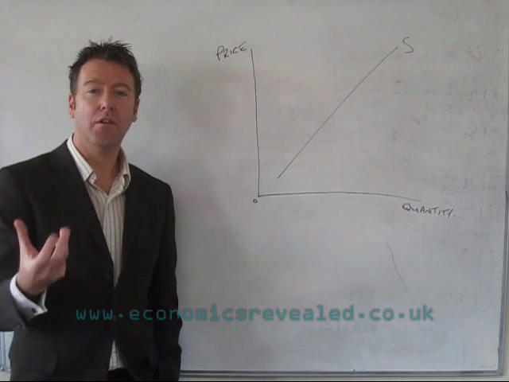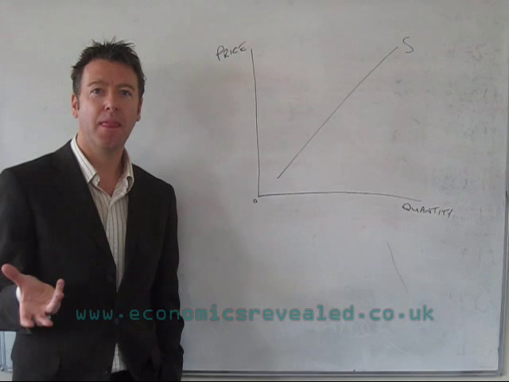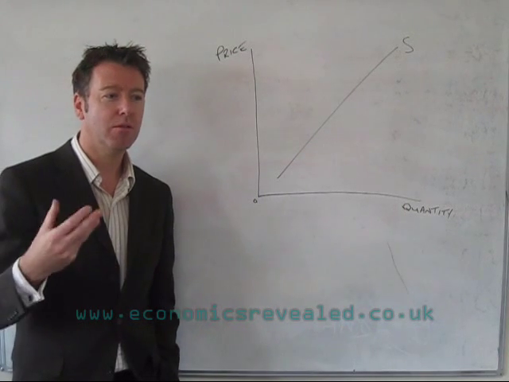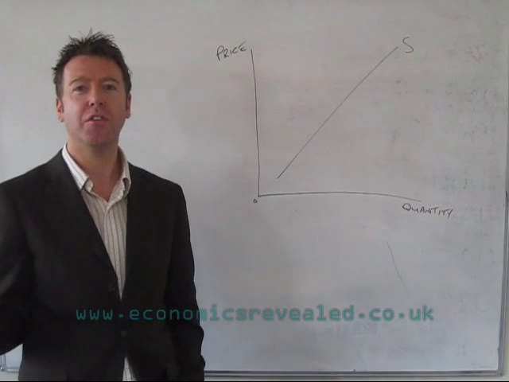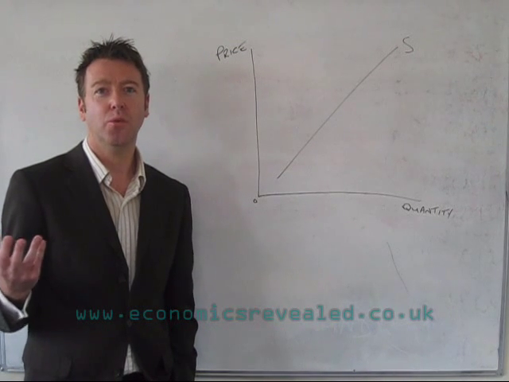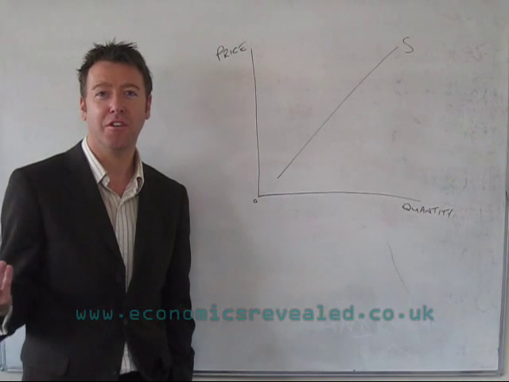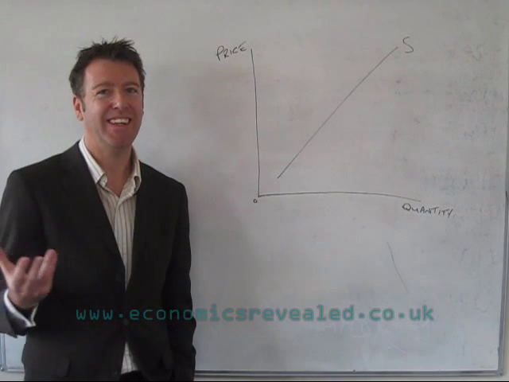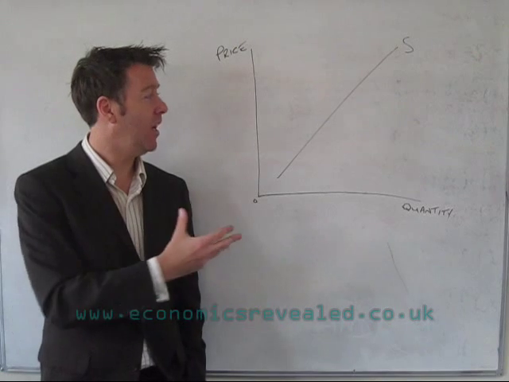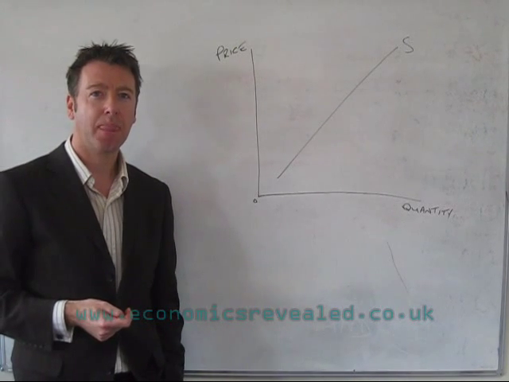So wages are the reward that you get for supplying your labour. Would you do it for £2, $2, €2 an hour? Possibly not. Would you do it for £100, €100, $100 an hour? Possibly yes. And here we have the concept of an upward sloping supply curve.